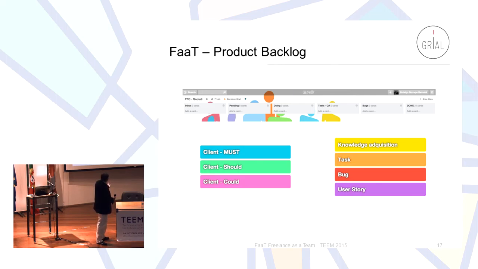Well, important. All should be presented to the developer as a dashboard. Here is a dashboard for the product backlog with different columns for the priorities, tasks, and things like that, and different colors for what the client must, should, could, and the kind of the task you have to perform in the sprint you are involved in.